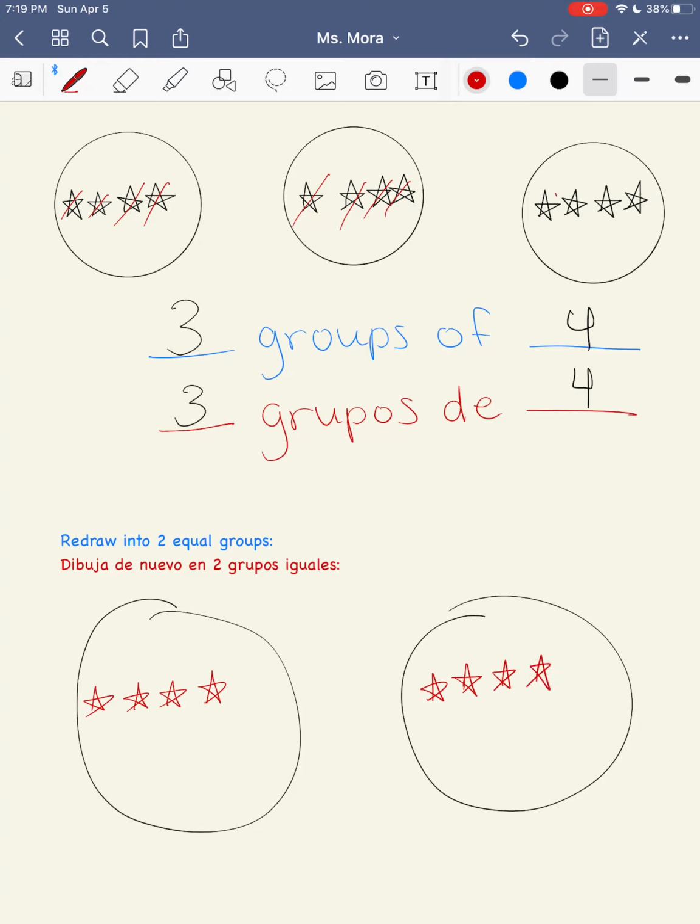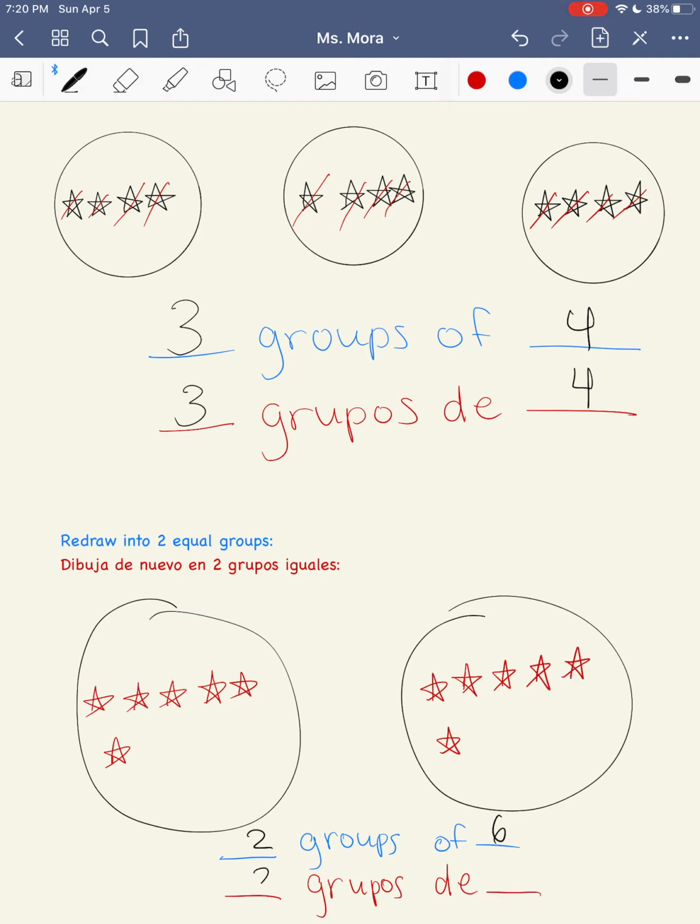Alrighty. So almost done here. Just redrawing them. Alright. So now I want you to write what we have here. I have blank groups of blank. Okay, tú escribe qué es lo que tenemos ahora. ¿Cuántos grupos? ¿Grupos de qué? All right. And if you fill in your blanks, you have two groups of six stars. Okay, tienes dos grupos de seis estrellas.